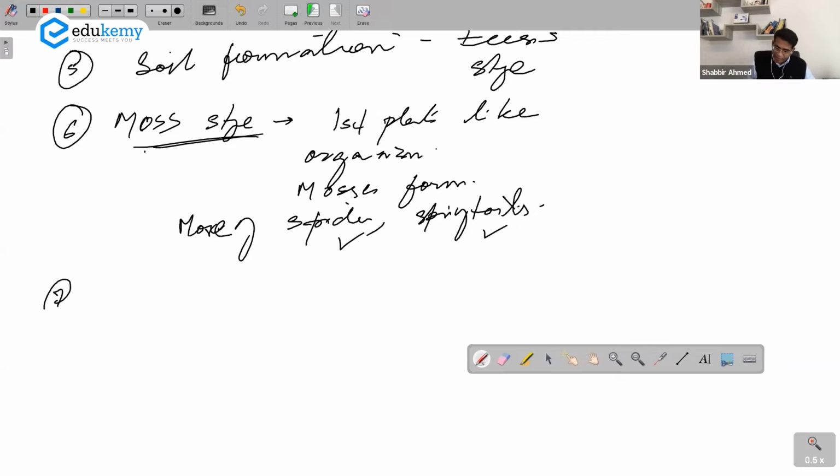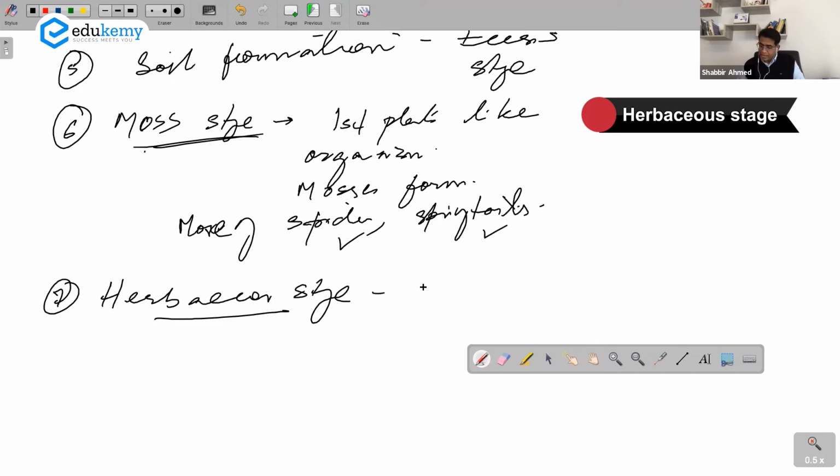And then we have the herbaceous stage. These are the first true plants.